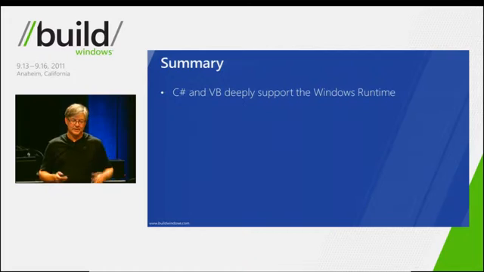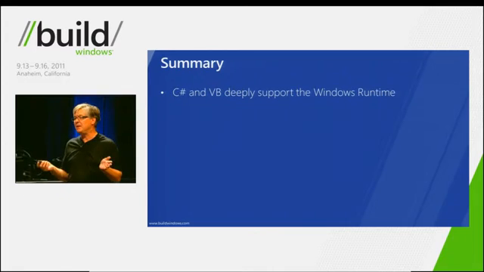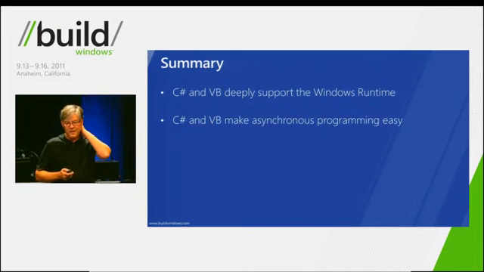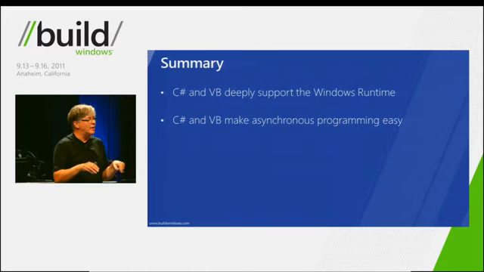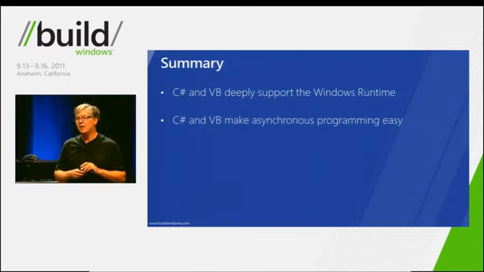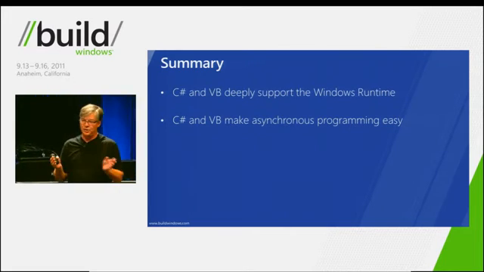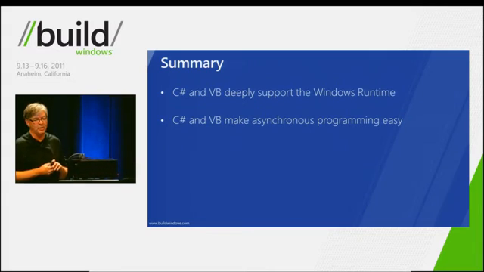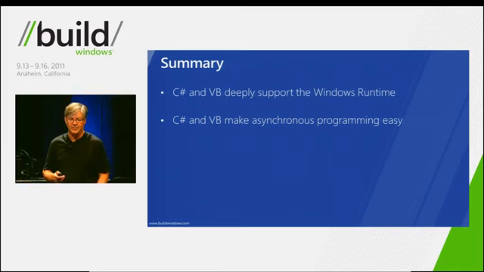So in summary, from the conference, you have seen how C# and VB deeply support the Windows runtimes. These are first-class languages in the Windows ecosystem. C# and VB make asynchronous programming easy. And I'll add a little plug here: a lot of the asynchronous work that we're doing in C# and VB first saw the light of day in a language called F#. F# was also a big inspiration for us in all of the functional programming stuff that we've done. We've not talked a lot about F# at the conference, but Don has a talk tomorrow, so if you get a chance, go see that.